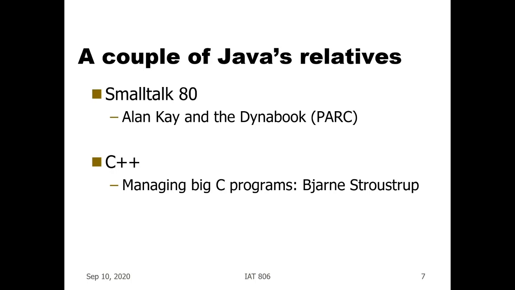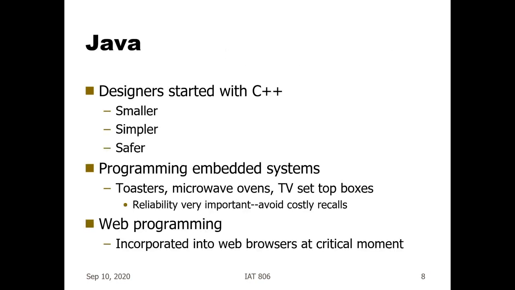So with Java, designers started with C++ and wanted to make it smaller, simpler, and a little bit safer. There are some technologies in C++ that make it a little bit easier to make certain types of mistakes. And so the designers of Java wanted to prevent those kinds of mistakes.